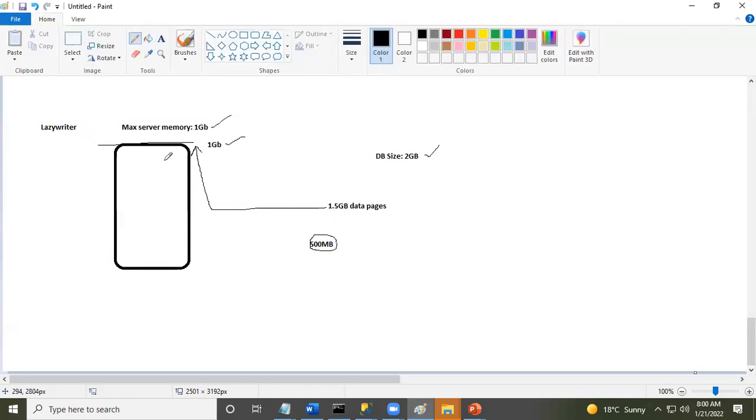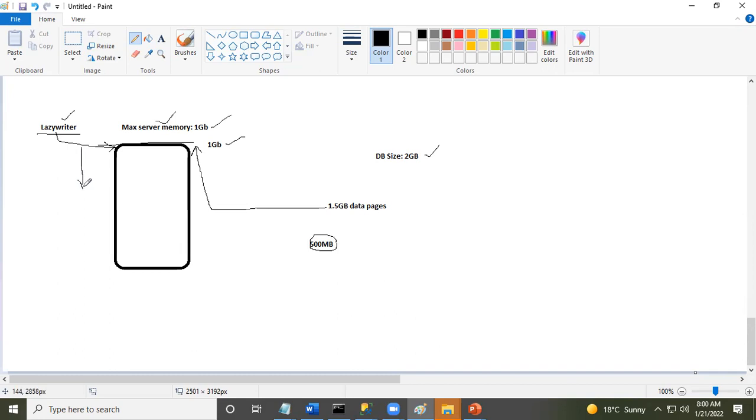So the buffer pool will be monitored by the lazy writer. It invokes and checks if the memory limit is reached. It is a continuous operation. It is not that it will suddenly wake up and check. It will check continuously whether the max server memory we set is reached or not. Once it detects that the limit is reached, it will cut down the pages.